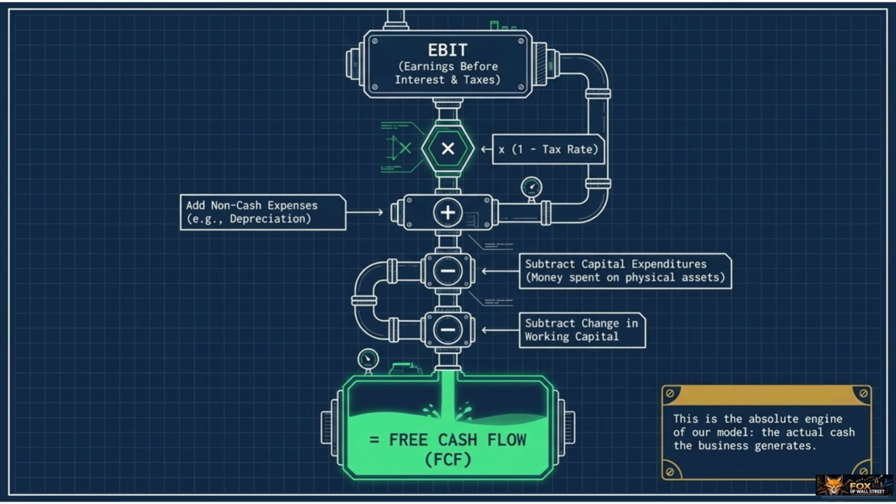Now, the absolute engine of our model is the free cash flow to the firm. This is the actual cash a business generates. You start with EBIT, and you multiply it by 1 minus the tax rate. Easy enough. Next, add back those non-cash expenses, like depreciation. But wait, we can't stop there. You absolutely have to subtract capital expenditures, the money they're spending on physical assets. And finally, subtract the change in working capital. Boom! You've got your free cash flow.